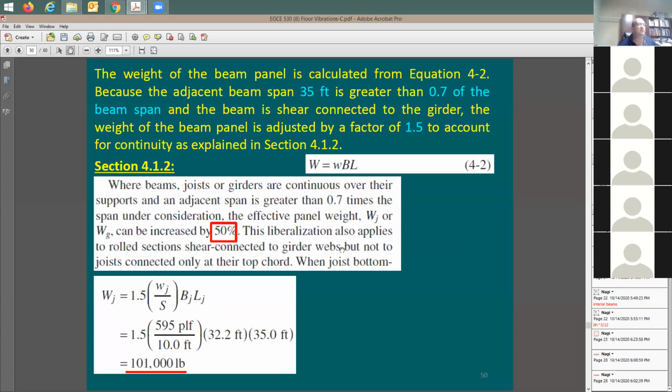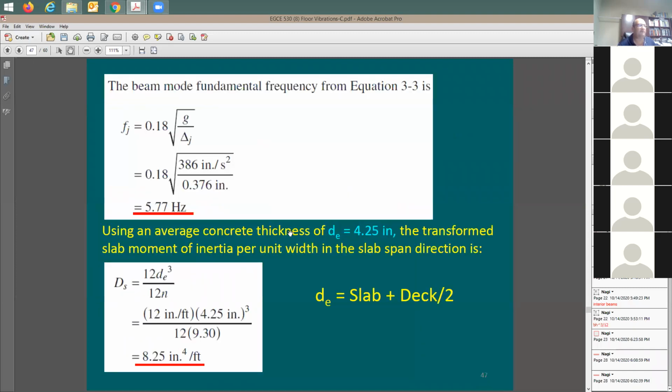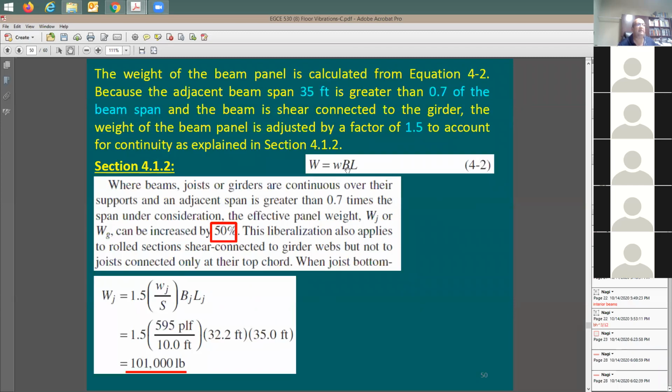Now, I need to find out here the weight. So the weight is going to be equal to the uniform weight, this W. And how much is this W? It's going to be the 595 that we just calculated out, which is right here. If I take you back, 595 pounds per linear foot, multiplied by the beam panel width, B, which is 32.2, times the beam length, which is 35 feet. And of course, you multiply here by 1.5. And the reason that I'm able here to multiply by 1.5 is because I have continuation.